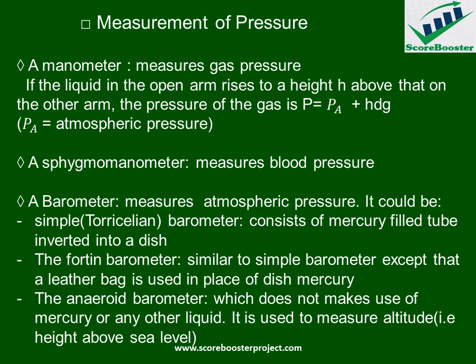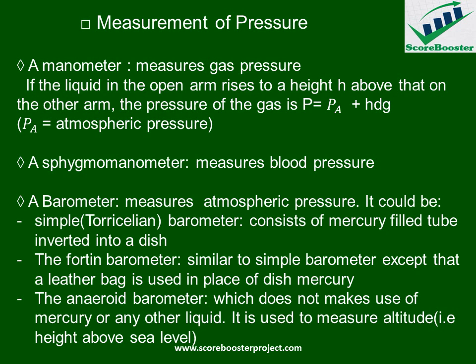Now, on to measurement of pressure. We use some devices in measuring pressure, one of which is the manometer. The manometer measures gas pressure. If the liquid in the open arm rises to a height h above that in the other arm, then the pressure of the gas will be equal to Pa plus hdg. Pa in this case is the atmospheric pressure, while hdg is the pressure generated.